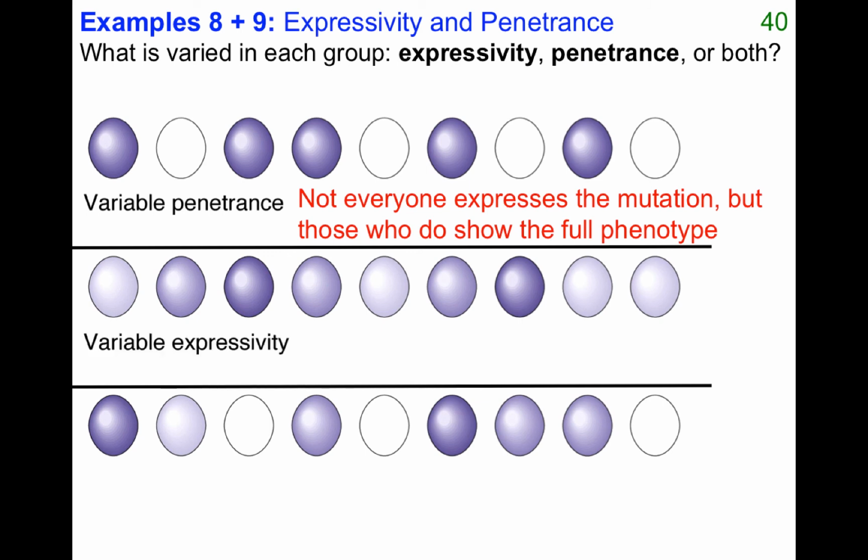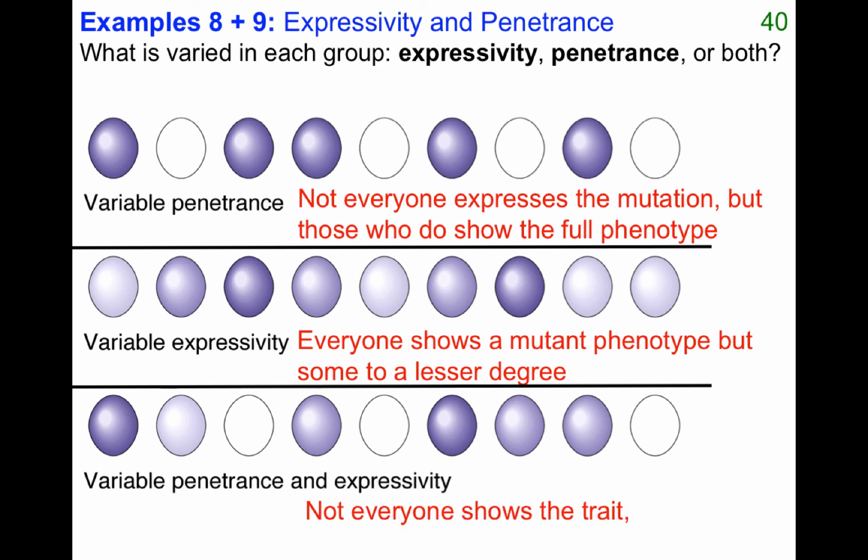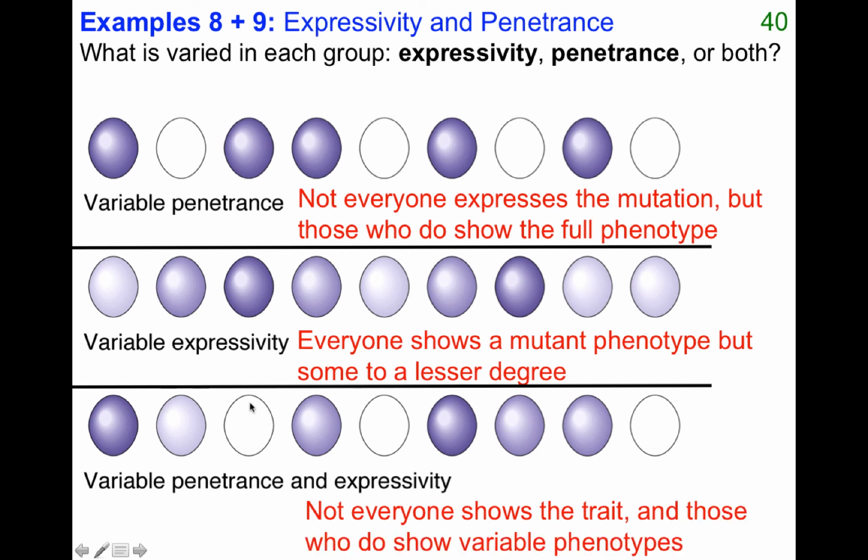All right. Whereas this next group, I'd say there's variable expressivity but not variable penetrance, because everybody's showing some amount of purpleness, so some amount of the mutant phenotype, but some to a lesser degree than others. Whereas this last one, we have variable penetrance and expressivity, because not everyone shows the trait. Some of them are not purple at all, and the ones that do show purple show variability in how purple they are. Okay, so hopefully that clears things up.